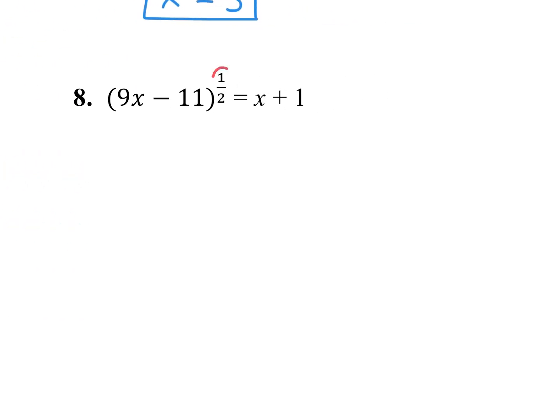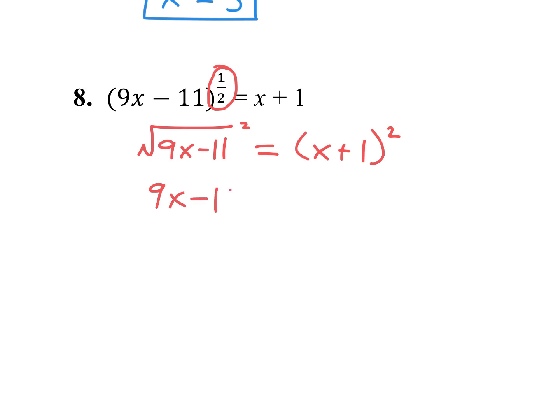All right, remember that exponent 1/2 means the same thing as square root. So we can square both sides. Remember to FOIL the binomial. All right, looks like we have a quadratic. Move everything to one side. I like to move everything to the side that lets x squared still be positive. So I'm moving everything to the right.